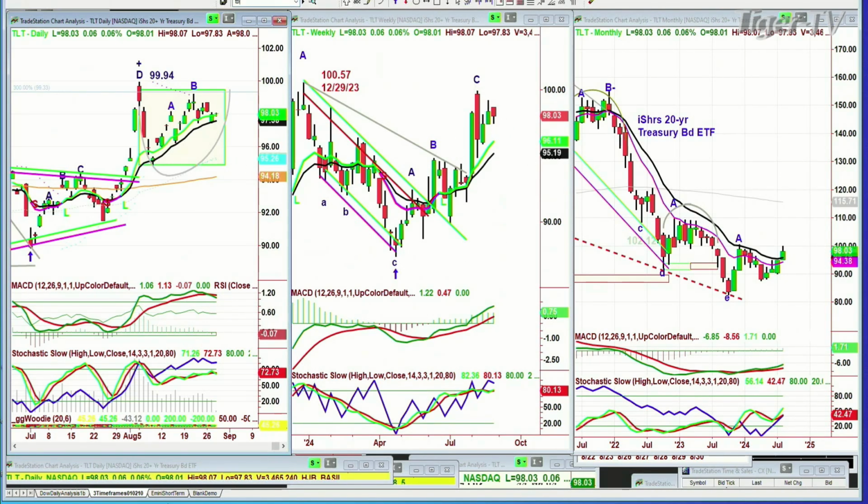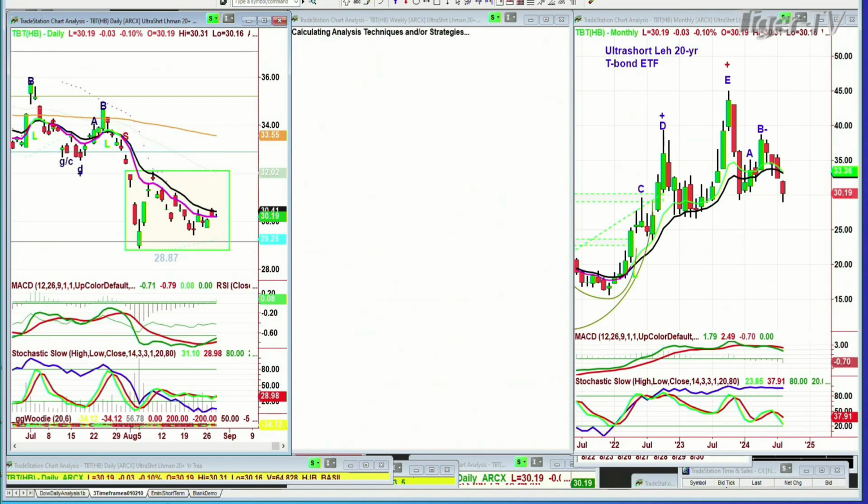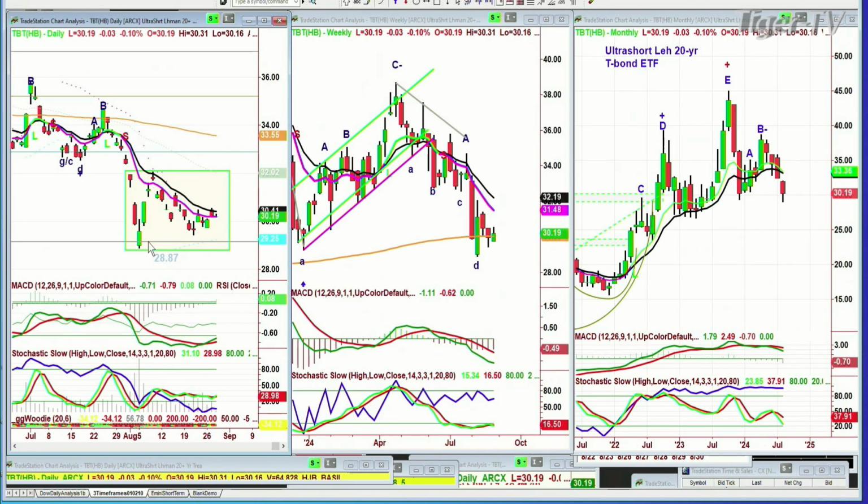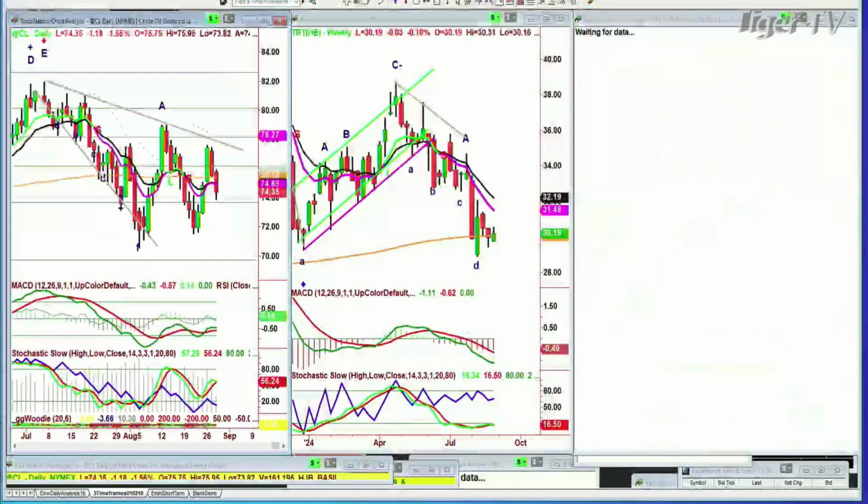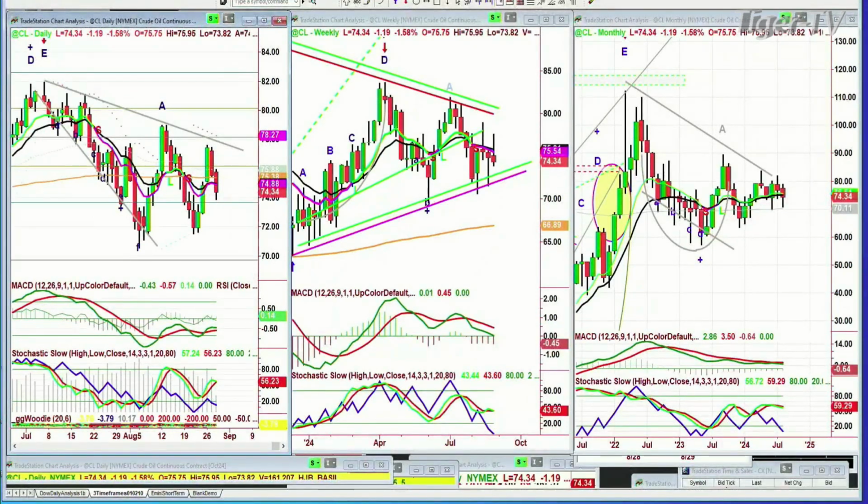So let's just do the TBT. TBT is doing the exact opposite. It's in this rectangle pattern at the bottom, and it's making lower lows and lower highs. It's kind of stuck. Yields are tending towards the downside right now, and that's a good sign. I needed one thing to finish, and that's the crude oil. Crude oil is just stuck in a range under the 200-period moving average now. All I can say is that it isn't going anywhere at this particular point.